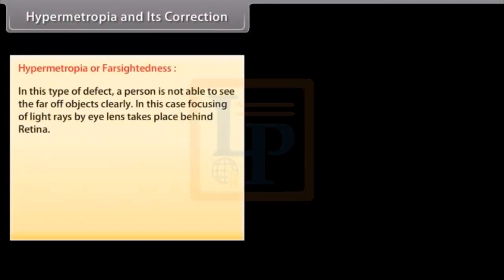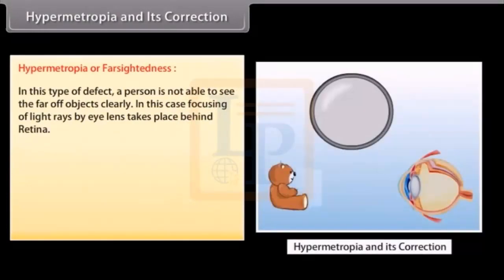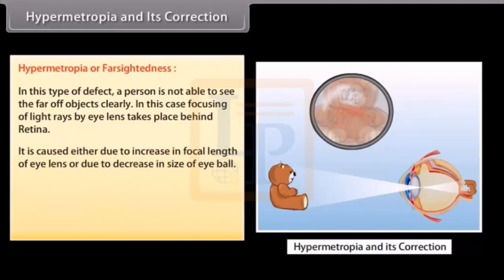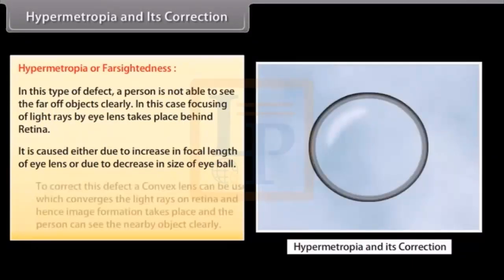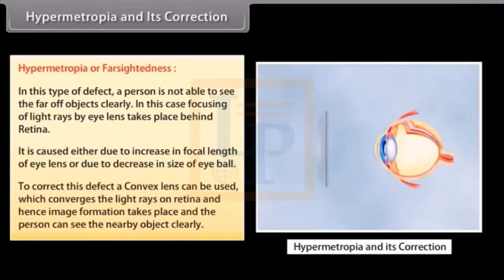Hypermetropia and its correction. In this type of defect, a person is not able to see nearby objects clearly. In this case, focusing of light rays by the eye lens takes place behind the retina. It is caused either due to increase in focal length of the eye lens or due to decrease in size of the eyeball. To correct this defect, a convex lens can be used which converges the light rays on the retina and hence image formation takes place and the person can see the nearby object clearly.